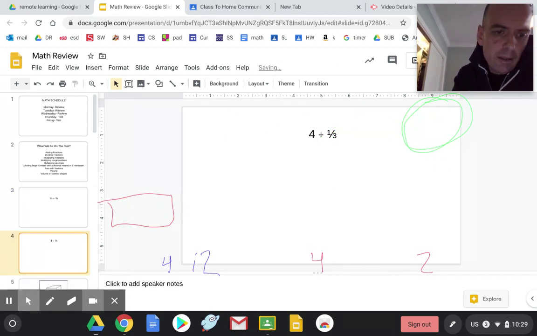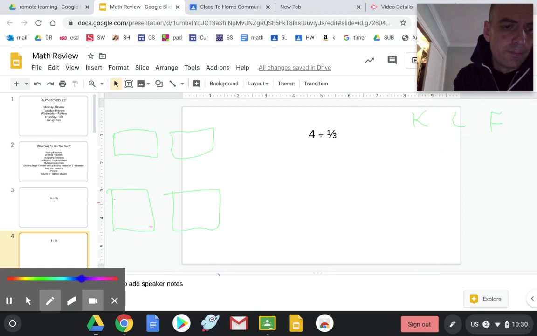The next thing we reviewed was dividing whole numbers by fractions. So there's 2 ways to do this. There is the equation and there is the picture. So let's do the equation first this time. So we have 4 divided by 1/3.